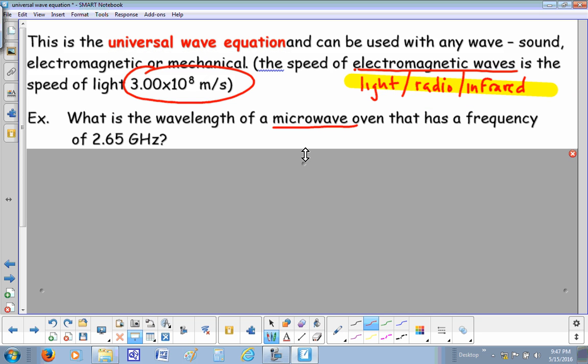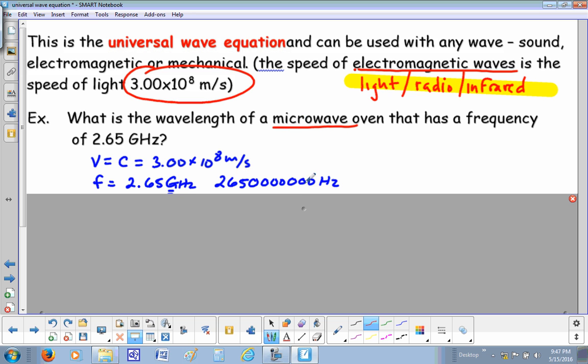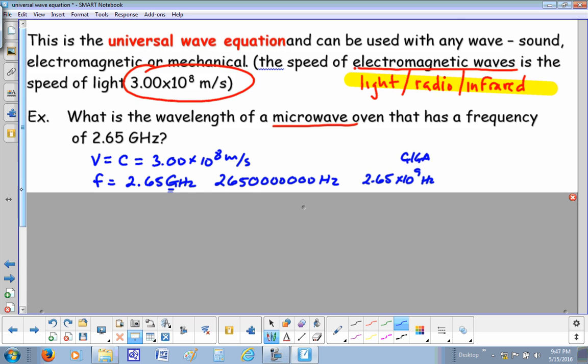So here's the deal. Here's a great example. What's the wavelength of a microwave oven that has a frequency of 2.65 gigahertz? This is the actual frequency of microwaves. Well, let's look at what we have here. I have the speed of light. I really don't have it, but I know I'm dealing with it because it's a microwave, and they're traveling at the speed of light. I also have the frequency. I can rewrite it as a standard notation, or I can just write it down like this. 2.65, and I know giga means 10 to the 9th, so 10 to the 9th hertz. That's what giga is. It means billion hertz.